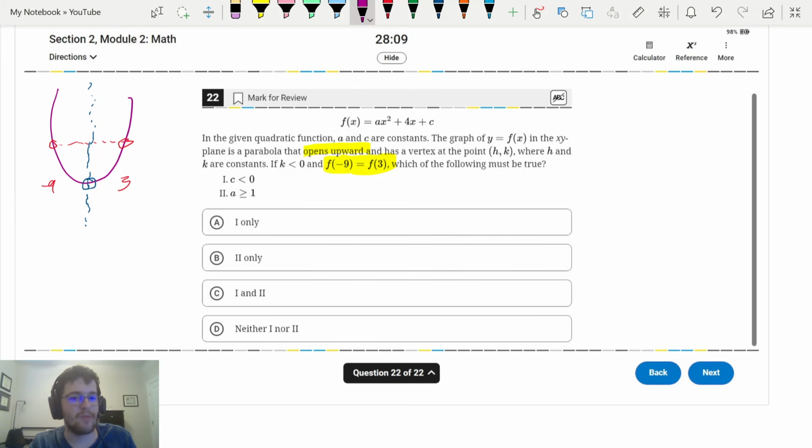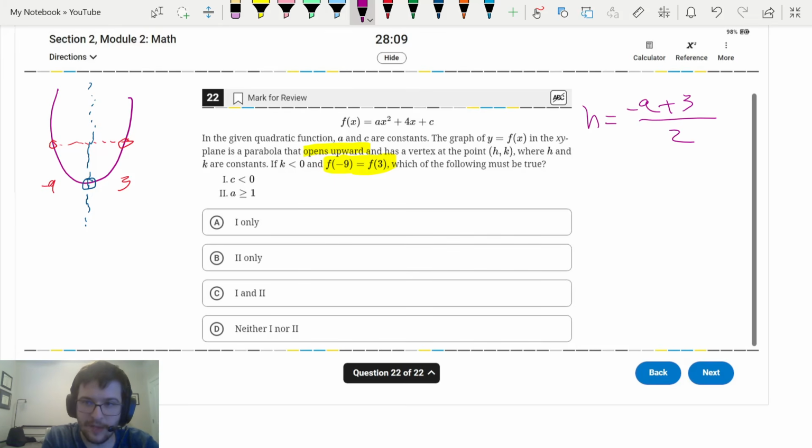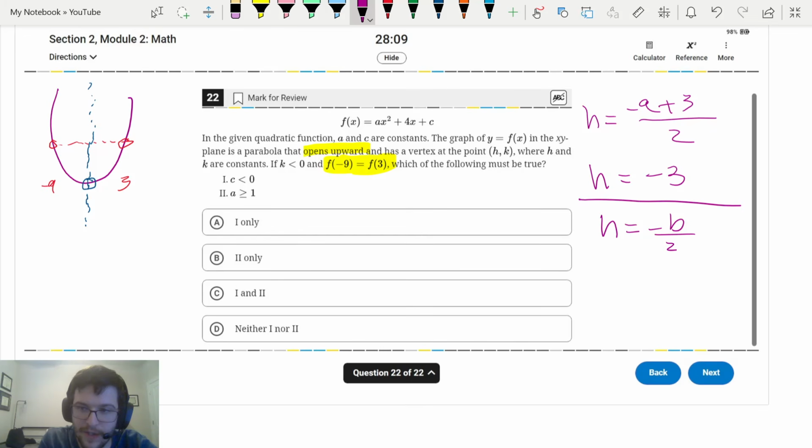So we can find h, the x coordinate of the vertex, by averaging those two x values. So h is equal to negative 9 plus 3 divided by 2. We add them up, divide by 2. You get negative 6 divided by 2, which is negative 3. So the x coordinate of the vertex is negative 3. Now you can use another piece of knowledge. There's another equation you should know, and you can start finding some of the other constants. H equals negative b over 2a.